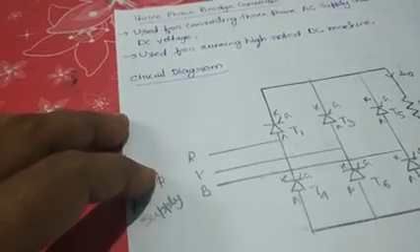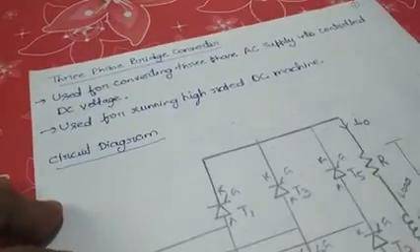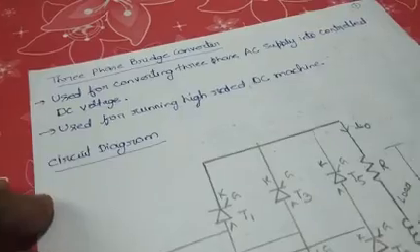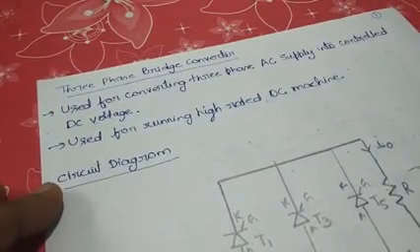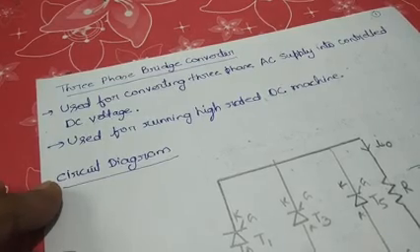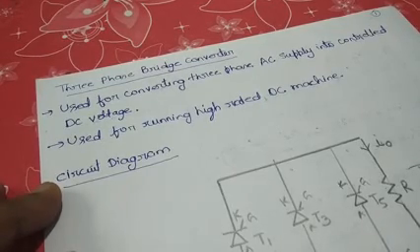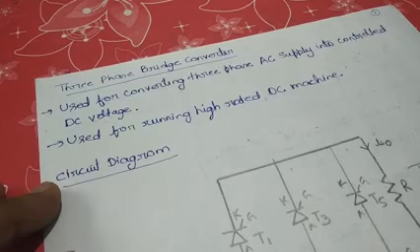Here we will be discussing the three-phase bridge converter circuit. The three-phase bridge converter circuit is used for converting three-phase AC supply into a controlled DC voltage.